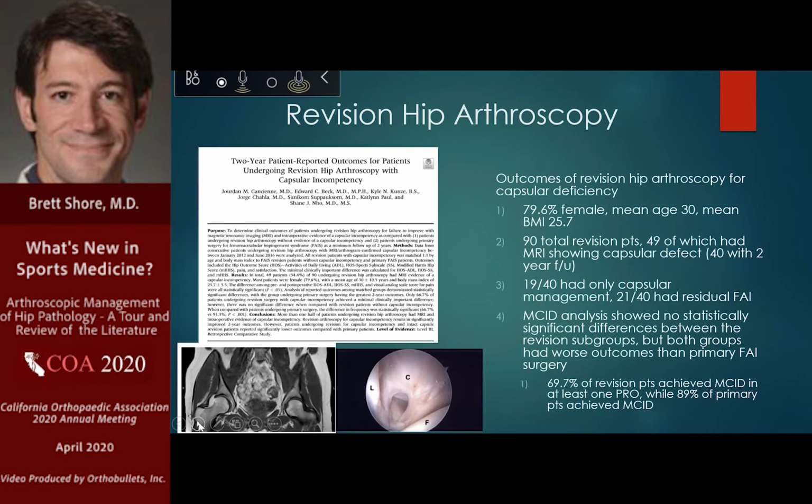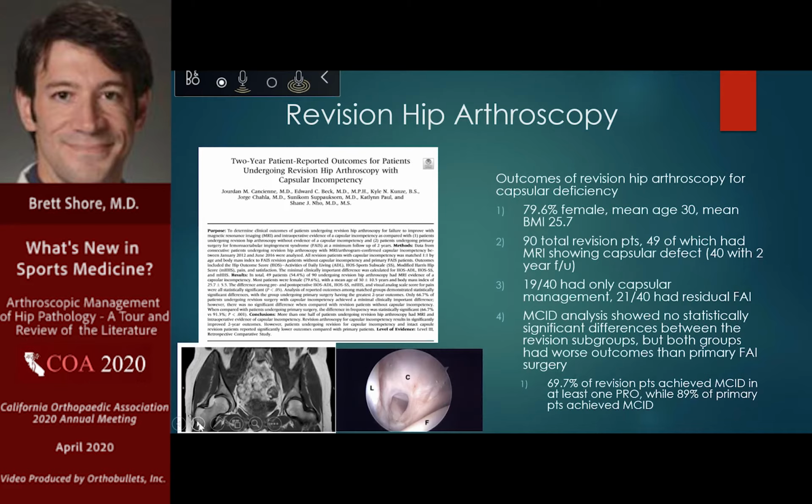What about revision hip arthroscopy? Because we're doing so many primary hip arthroscopies now, there's going to be a lot more revisions to be done in the future. This was a study out of Chicago by Dr. Shane Nho and his group, looking at the outcomes of revision hip arthroscopy for capsular insufficiency, which is an entirely iatrogenic problem when hip arthroscopy is performed and the capsule either is not managed properly or is but still fails to heal.